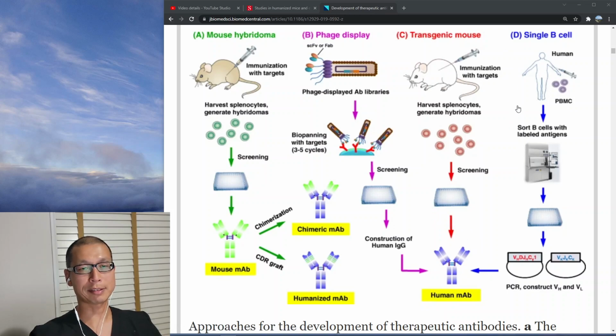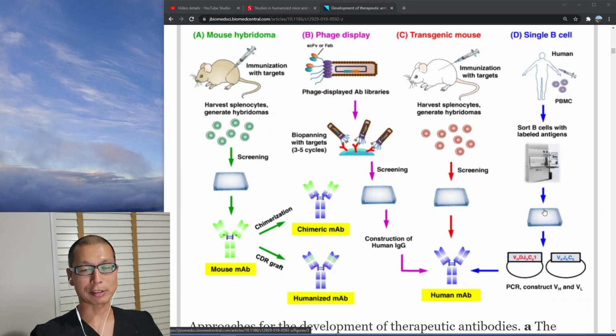Then the third is single B cell. What you do is you extract blood from a person that has been exposed to the target that you want, and then you screen them. You sort the cells with labeled antigens using a flow cytometry machine, and then you figure out which of these cells from that donor produces the antibody that you want.